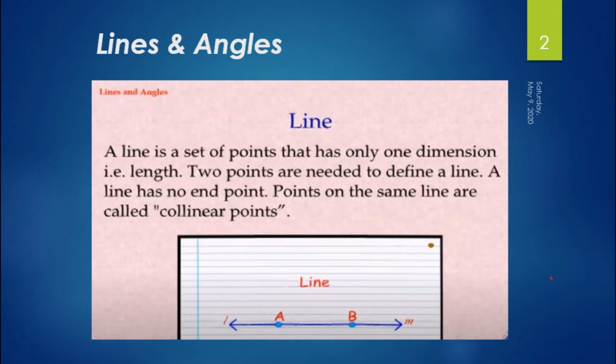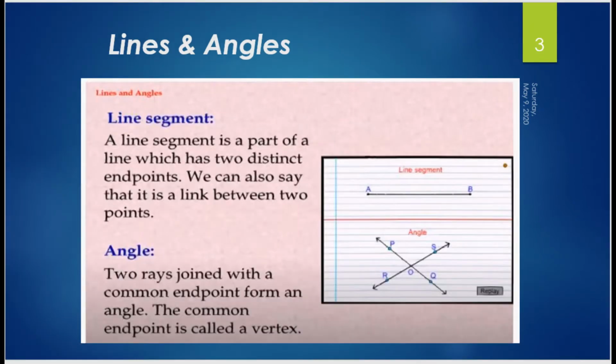Arrows are marked around this line, which indicate that this line can be extended in any direction. It has no endpoint, right?